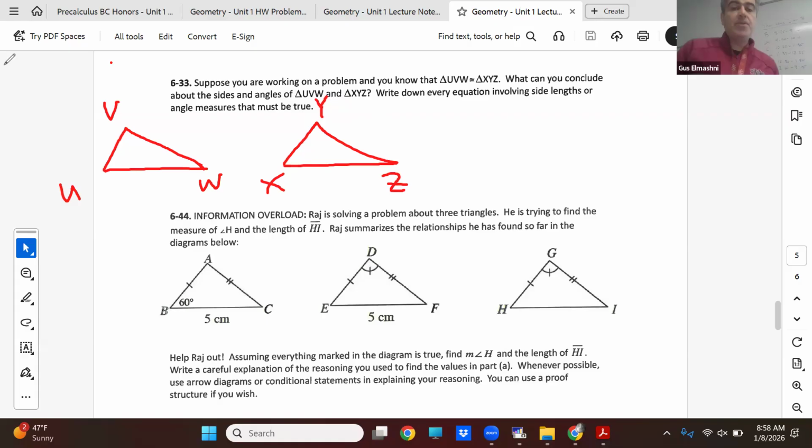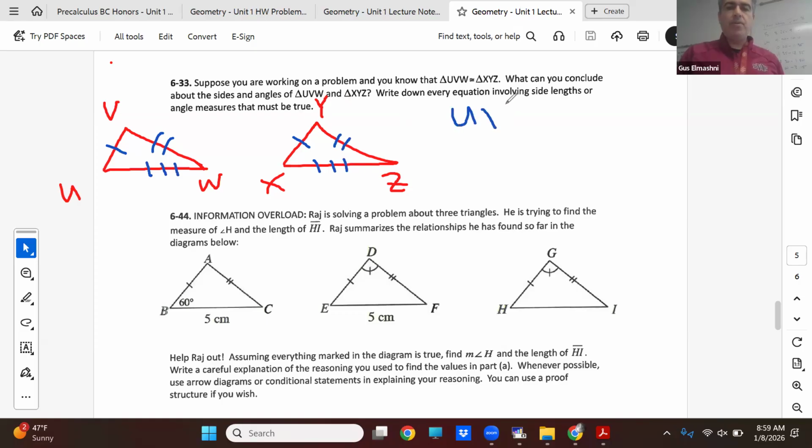Okay, so you know that these are congruent. Great. XYZ, UVW, right? Oh, the color palette is covering. Sorry about that. Okay, so yeah, we know that this lines up with this, this lines up with this, and this lines up with this. So what can I conclude?